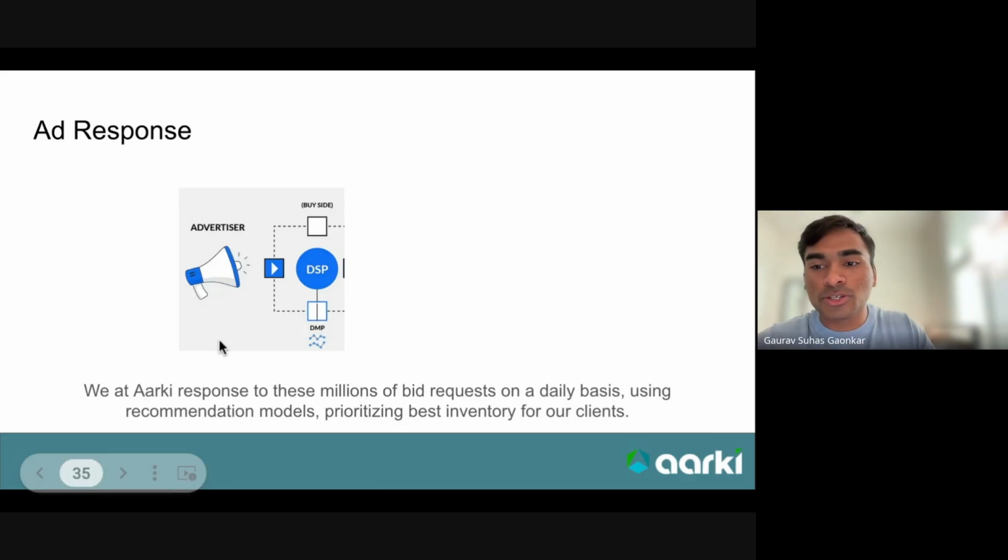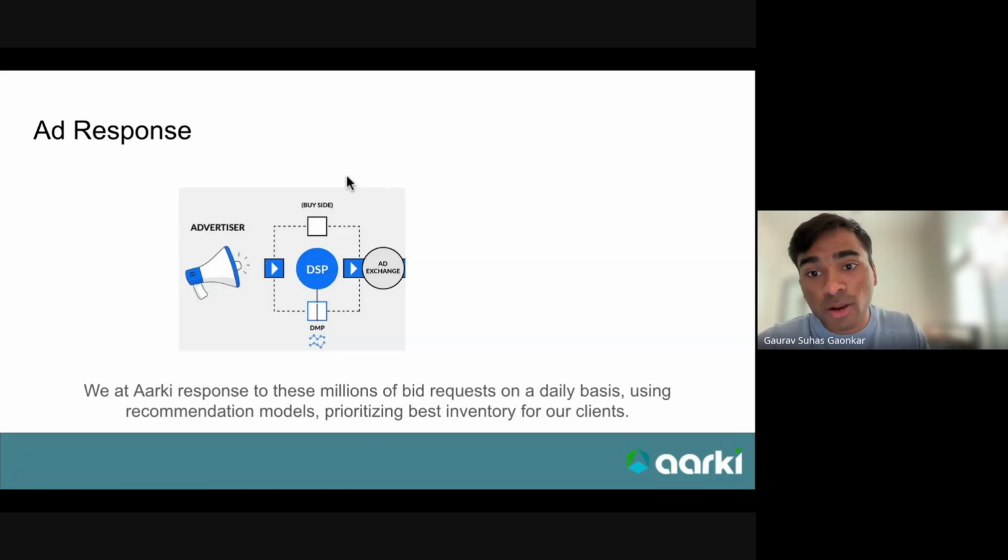So what we do is use a recommendation model. And if we find out that the request that has come from a particular user or publisher is useful for our client, we place a bid price to Ad Exchange. We send that bid price to Ad Exchange. Similarly, there will be a lot of other DSPs which will put a bid price if they find that user helpful.